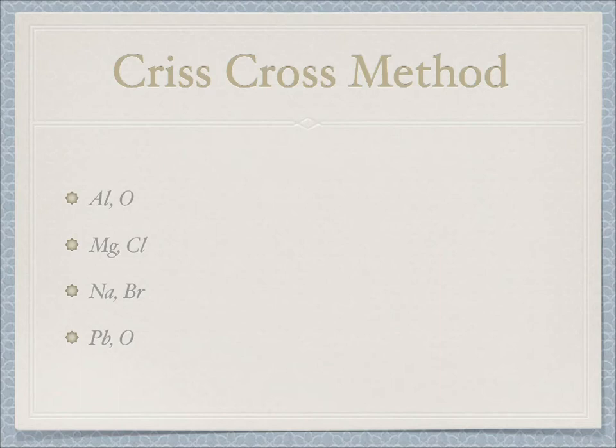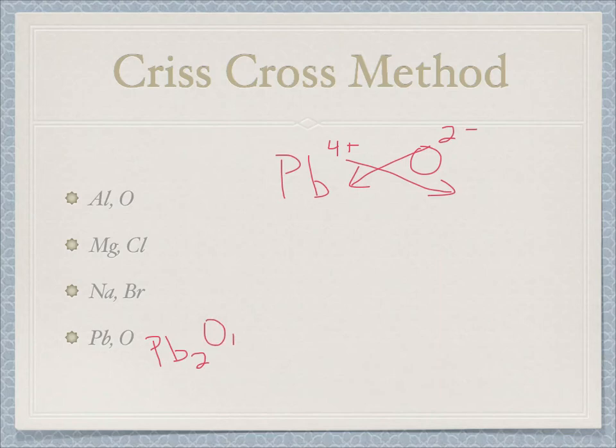Now, here's kind of an interesting problem here. You've got lead and oxygen, and I don't think I indicated here, but let's assume it's lead 4 plus, oxygen 2 minus. This is where we run into a little problem with the crisscross method if you don't pay attention. We could just say, hey, let's switch, and you'd get Pb2O4, but that's wrong because we don't want multiples. In other words, you can take a 2 out of everything in there, so we don't want that.